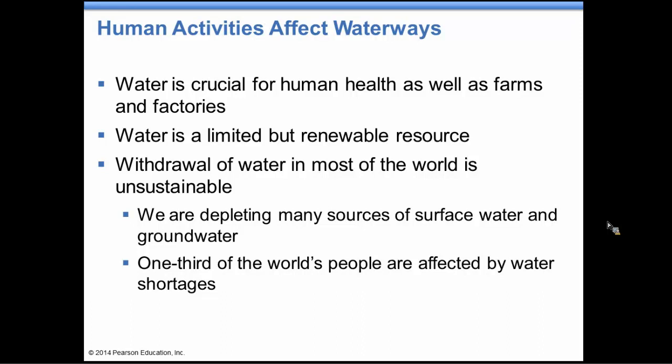So human activities affect our waterways. Water is very crucial for human health as well as farms and factories. It's limited but renewable, and withdrawal of water in most of our world is currently unsustainable. We're depleting many sources of our surface water, and 1/3 of the world's people are affected by water shortages. It's kind of a cycle where we deplete them faster than they can recharge, but we also pollute the waters we do use. When this water recharges, or sometimes we can't let it recharge because we don't want it to, but if it does recharge, we pollute a whole water table.